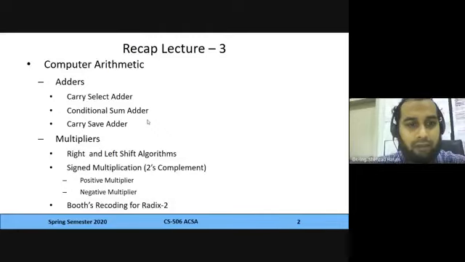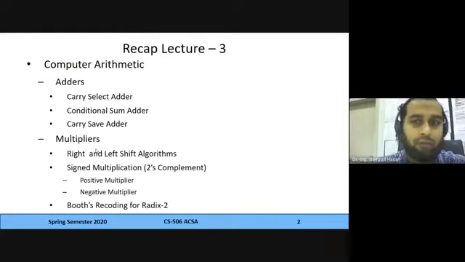And then the last adder that we saw was carry save adder, which is actually not an adder. It's basically a reduction circuit which reduces the number of operands to 2, and it does that in different steps. The way for that is that the ripple chain is broken and it's passed on to the next level. We will be using these carry save concepts in multipliers in today's lecture.